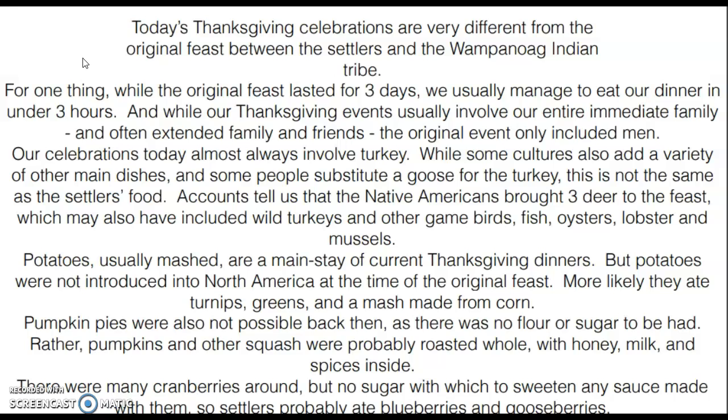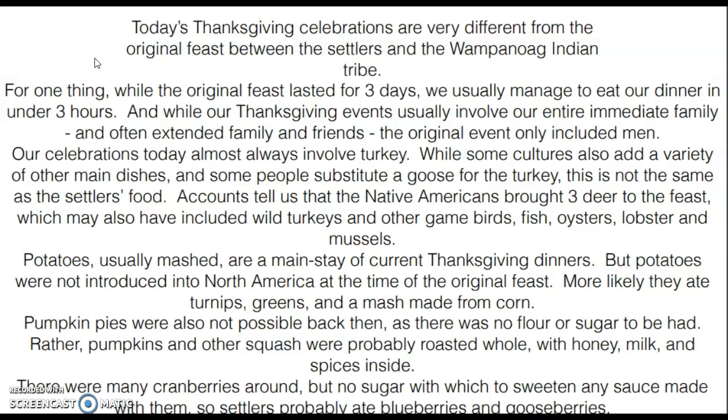Potatoes, usually mashed, are a mainstay of current Thanksgiving dinners. But potatoes were not introduced into North America at the time of the original feast. More likely, they ate turnips, greens, and a mash made from corn. Pumpkin pies were also not possible back then, as there was no flour or sugar to be had.